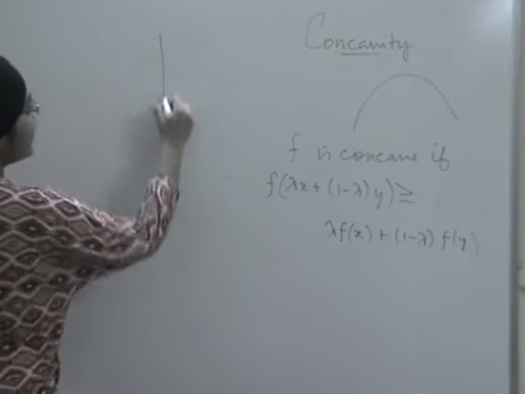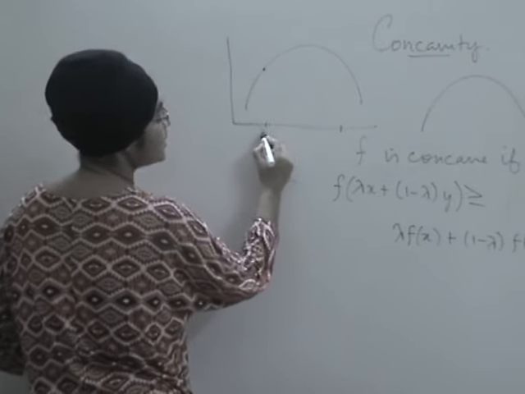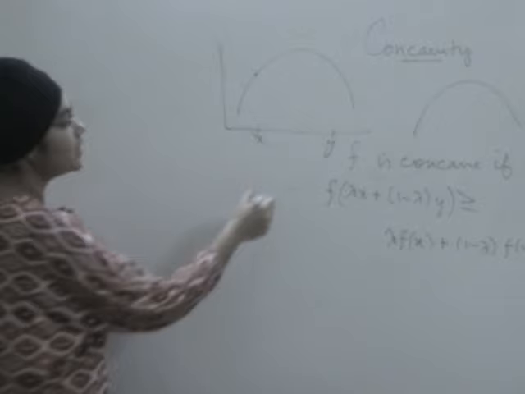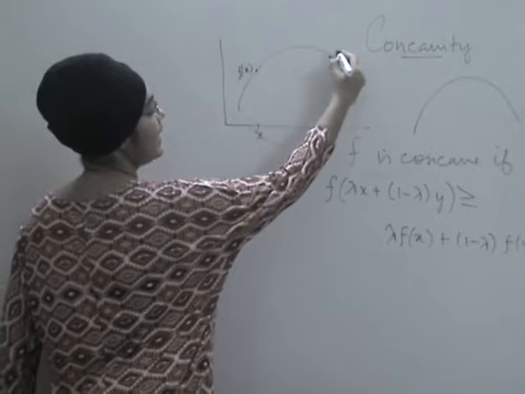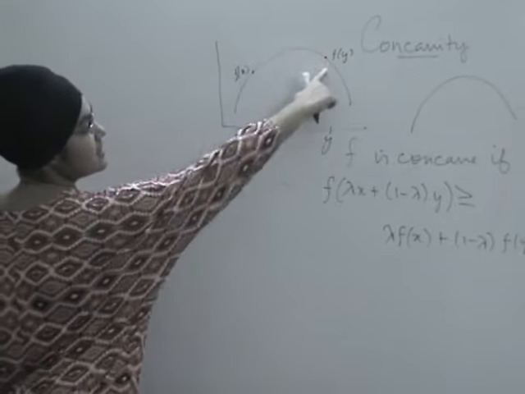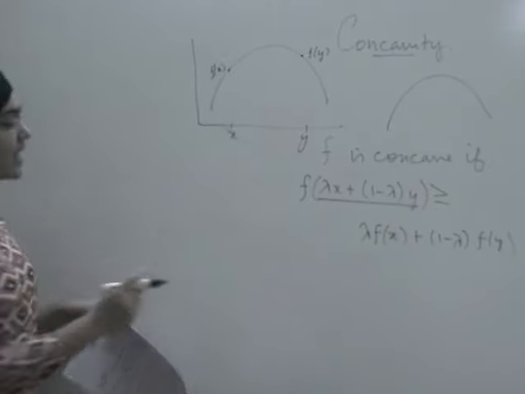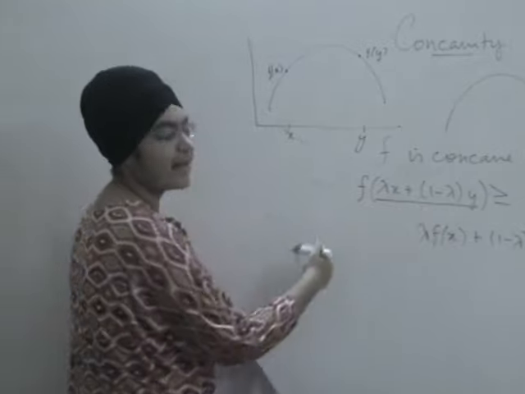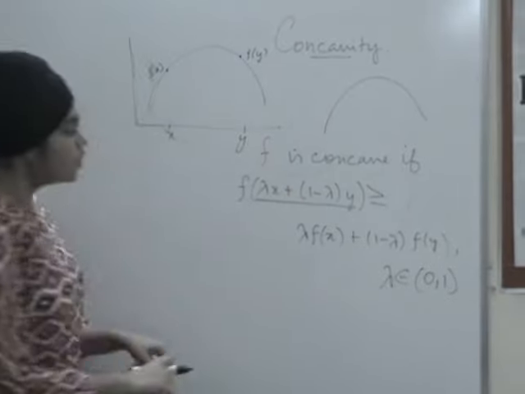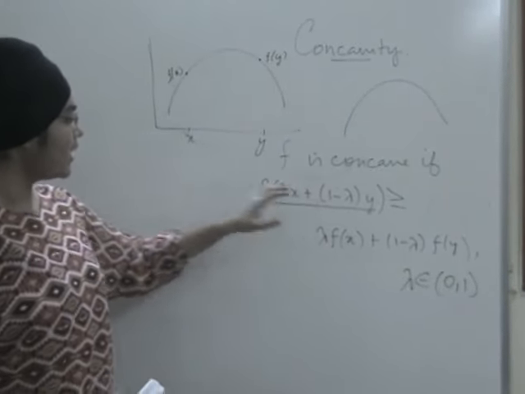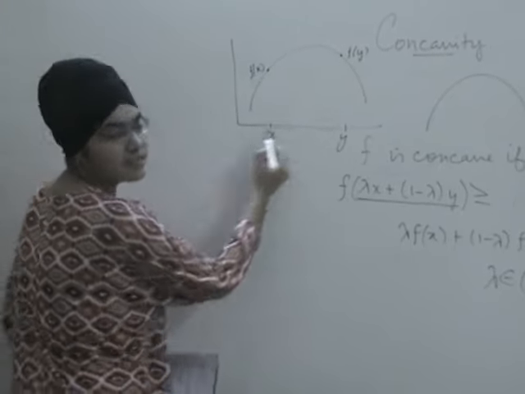So, let's say in my function, I have two points on the x-axis, x and y, corresponding to which I have points on the graph, which are f of x and f of y. So this is f of x, this is f of y. Now what is lambda x plus 1 minus lambda y? This is any linear combination of x and y, where lambda lies between 0 and 1. So if I take any linear combination of x and y, it will be just a point lying between x and y. So it can lie anywhere in this range.